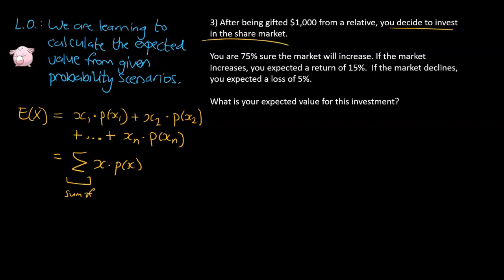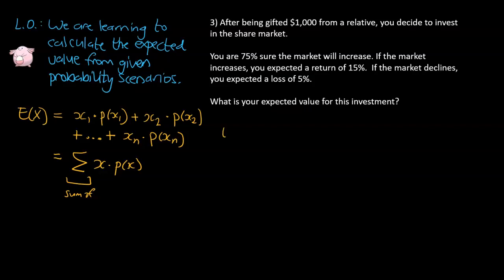Finally, question number 3, we've been gifted $1,000 from a relative, very generous. We've decided to invest it in the share market. When we made this investment, we're 75% sure that the market's going to increase. If the market increases, we're going to get a 15% return. If the market declines, we're expecting a loss of 5%. What is your expected value of this estimate?